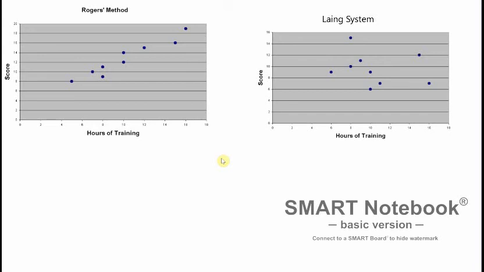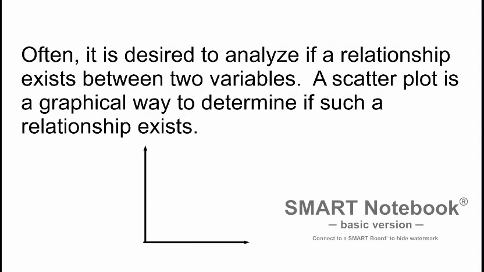But what if it wasn't so obvious? What if the Lang system data was quite comparable to the Rogers method, and we really, really wanted to know which one is truly better? Well, this is where we get into some math, and this is called the correlation coefficient.